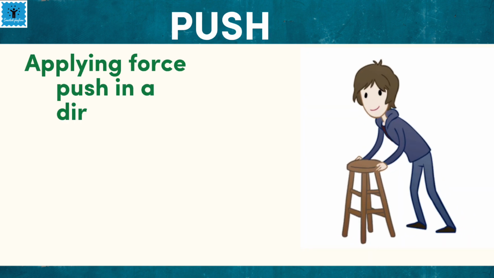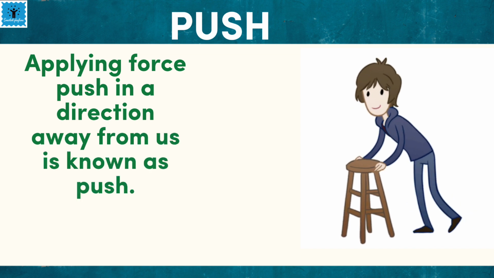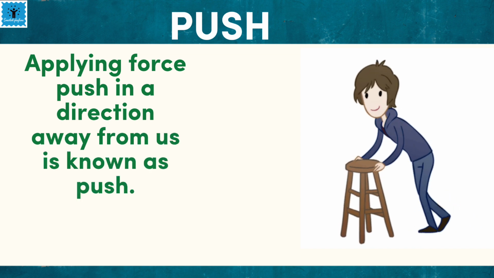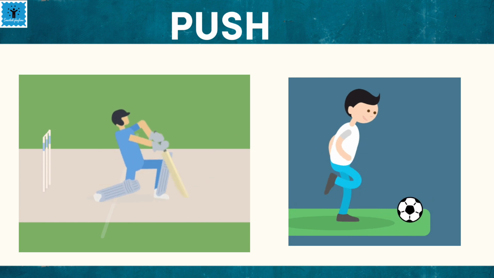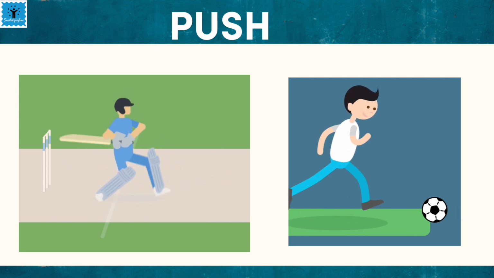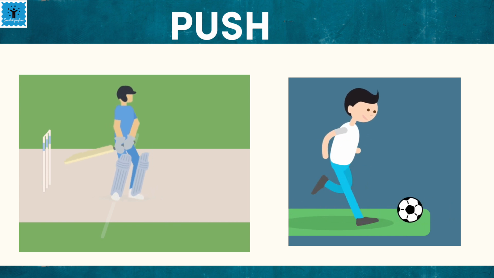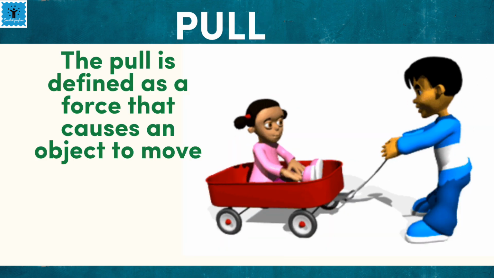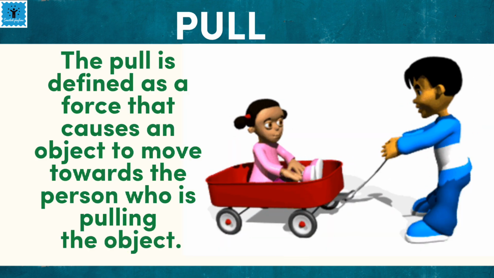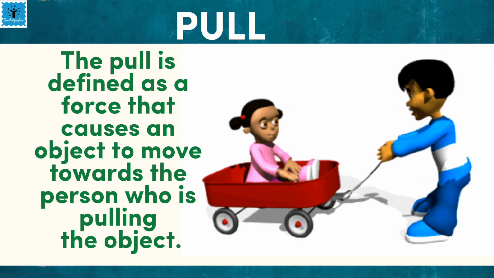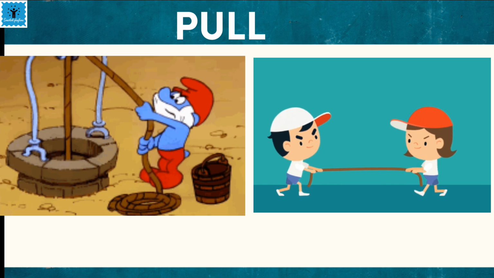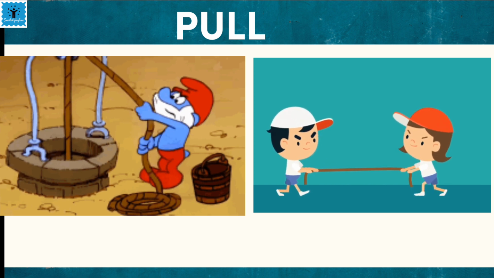When we exert a force away from the body, it is known as push. For example, hitting a ball or kicking a soccer ball. That is an example of push. And when the force is exerted towards the body, it is known as pull. For example, drawing a bucket of water from a well or playing tug of war. These are examples of pull.